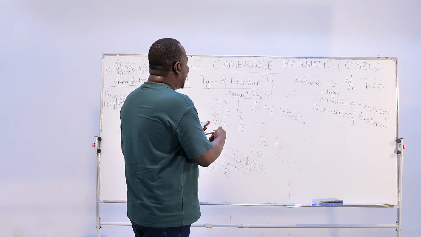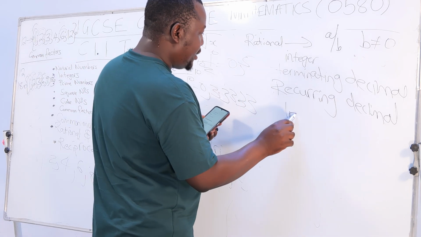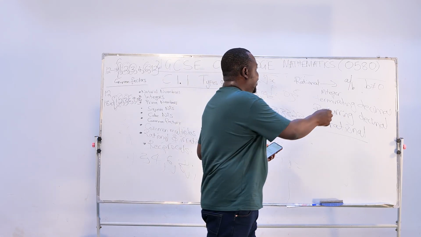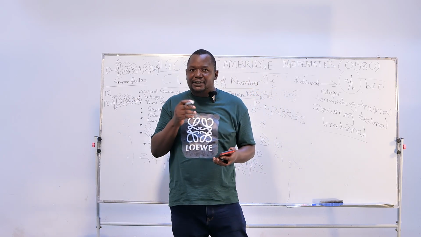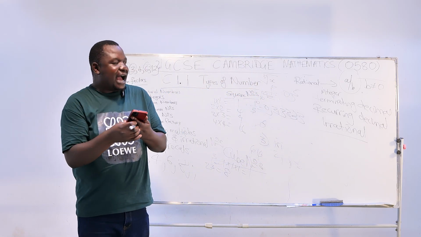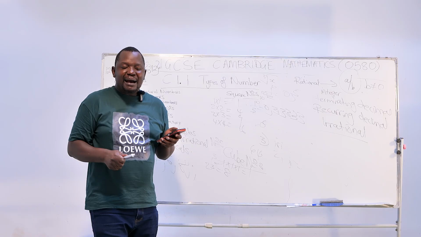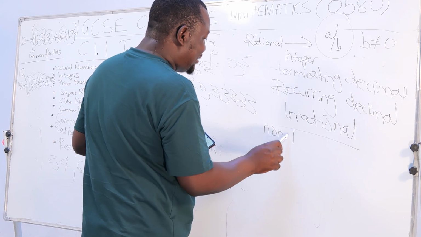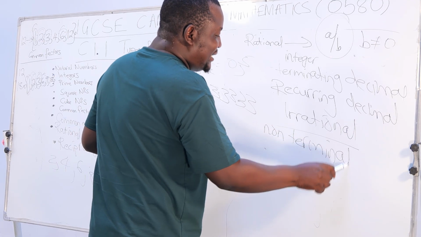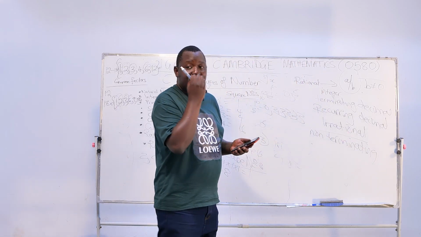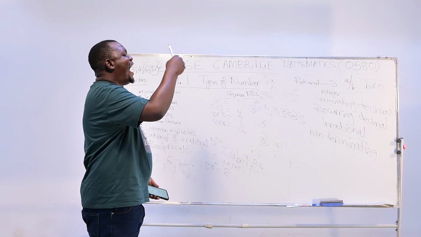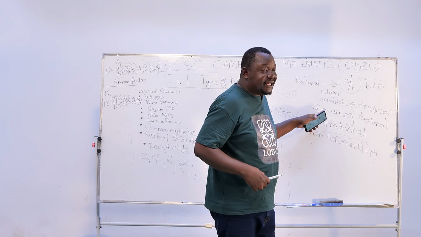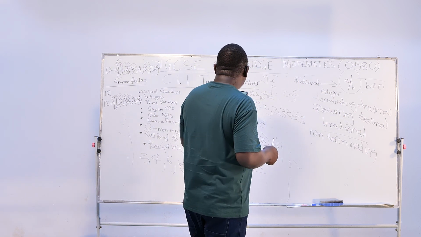All right, let's look at the irrational numbers. Irrational numbers are numbers you can't express in the form A over B. You can't express those numbers as fractions. My irrational numbers are going to include, firstly, non-terminating and non-recurring decimal numbers. That one is called an irrational number.